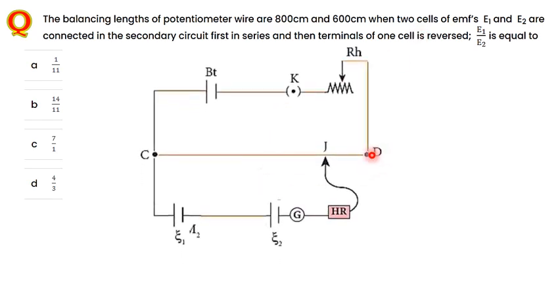See this one, in this case CD, this is the 10-meter wire. In the first one, both are connected in series, and the balancing length here is 800 centimeters. In the second one, the terminal has been reversed. Once it has been reversed, the balancing length here is 600 centimeter. For the first length, L1 is E1 plus E2. For the second one, the EMF has been reversed, so L2 is E1 minus E2.